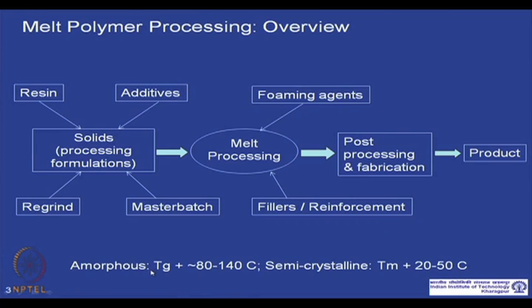You can also add other fillers and reinforcement materials. Typically, amorphous materials are melt processed at Tg plus somewhere 80 to 140 degrees centigrade, and semi-crystalline materials are processed at melting temperature plus a temperature of 20 to 50 degrees centigrade.